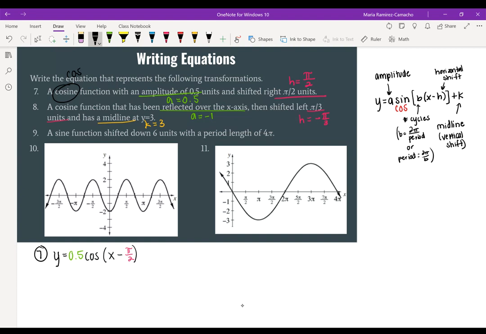So for 8, this is going to be y equals negative cosine (x minus negative pi over 3). That double negative does turn into addition, and then plus 3.